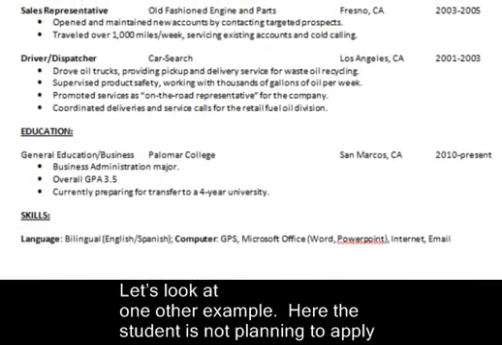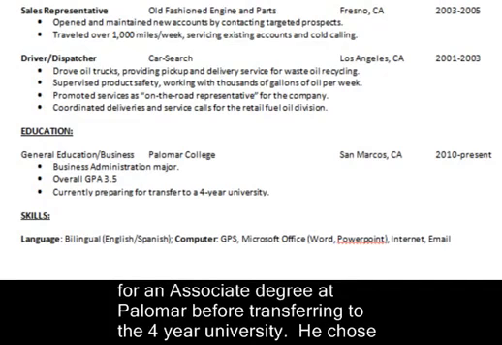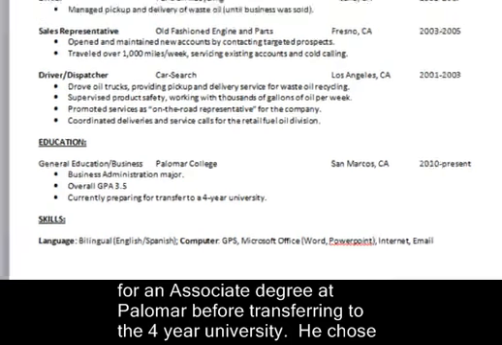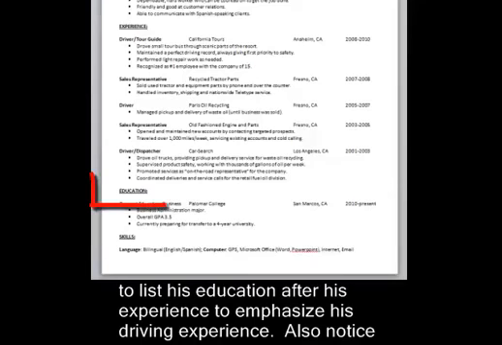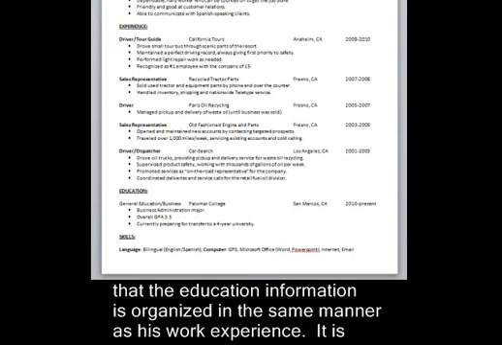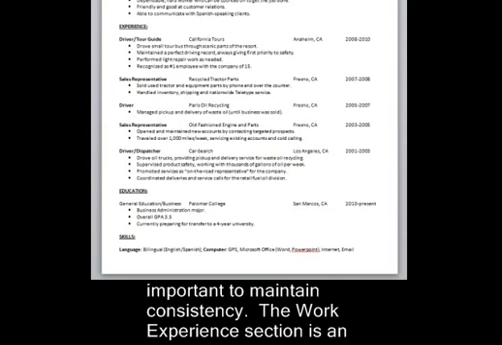Let's look at one other example. Here, the student is not planning to apply for an associate degree at Palomar before transferring to the four-year university. He chose to list his education after his experience to emphasize his driving experience. Also notice that the education information is organized in the same manner as his work experience. It is important to maintain consistency.